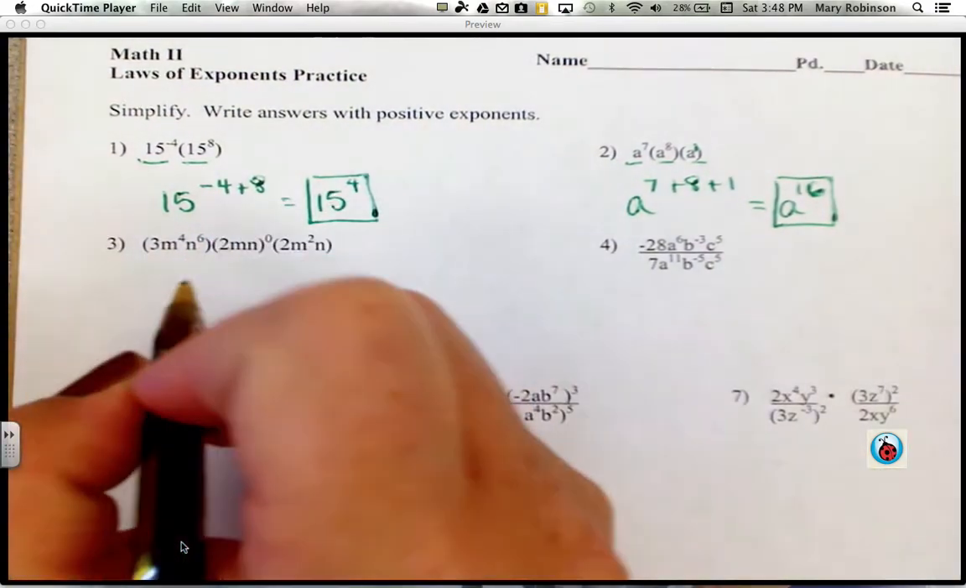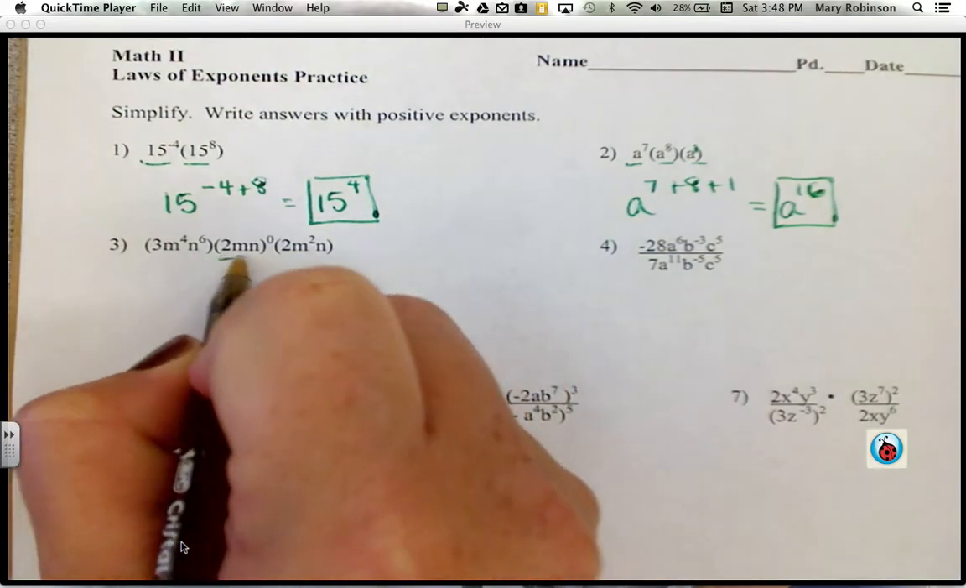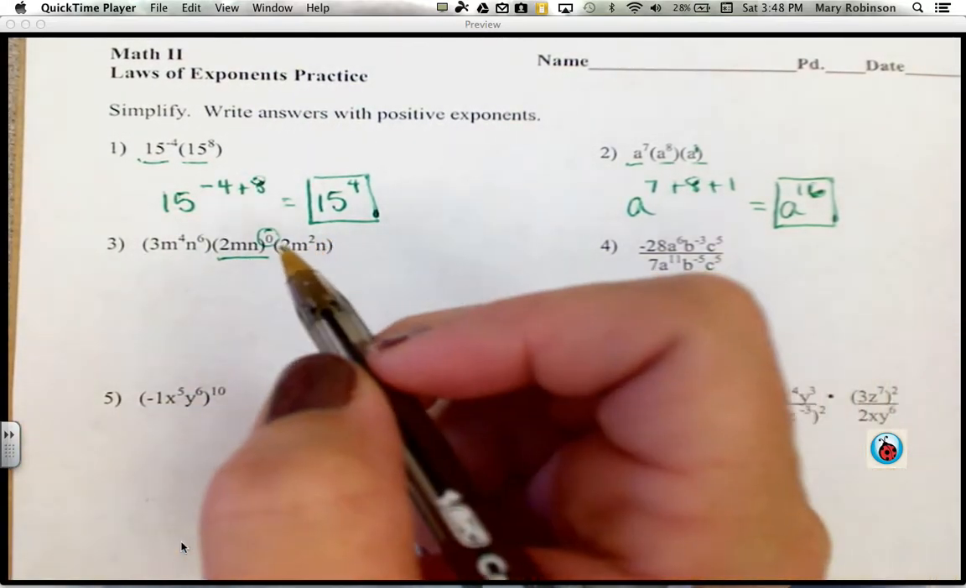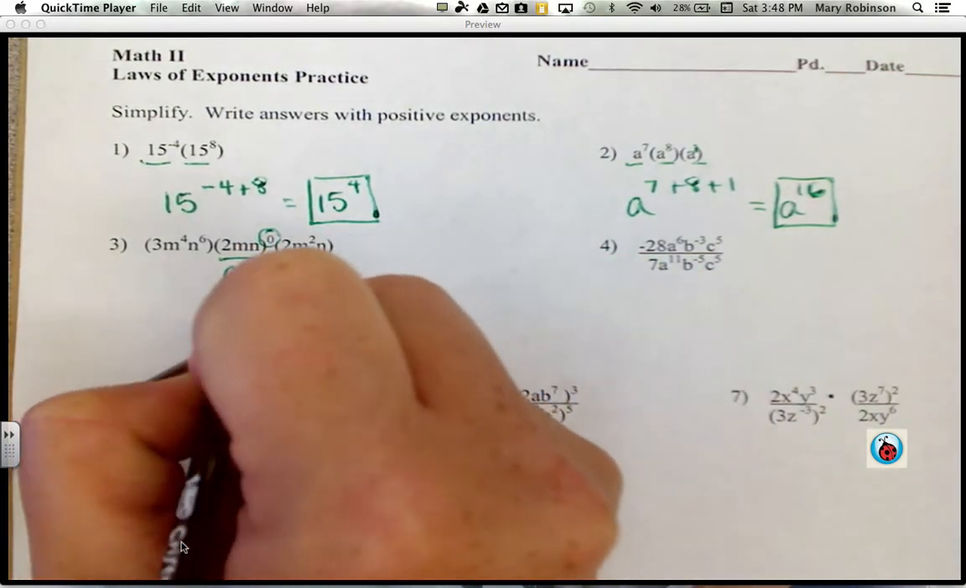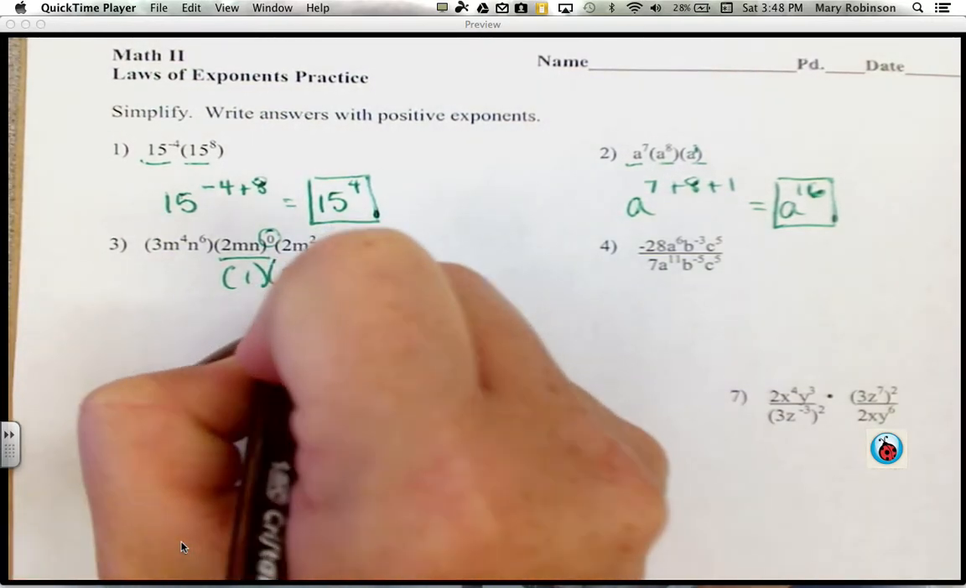Next, for 3, we want to take a look at this carefully and notice that we do have a term to a 0 power. Recall from reviewing your laws of exponents that anything to the 0 power equals 1. So multiplying by 1 will not change the value in our answer here.